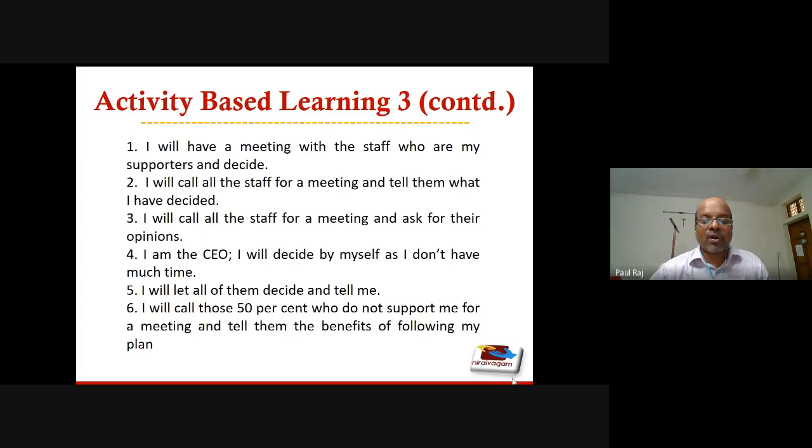Sixth, I will call those 50% who do not support me for a meeting, and tell them the benefits of following my plan. Six options are given. I will have a meeting with the staff who are my supporters and decide, or I will call all the staff for a meeting and tell them what I have decided. I will call all the staff for a meeting and ask for their opinions. I am the CEO. I will decide by myself as I don't have much time. I will let all of them decide and tell me. I will call those 50% who do not support me for a meeting and tell them the benefits of following my plan.